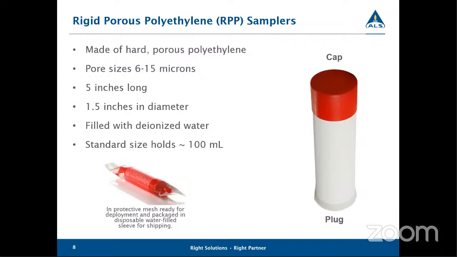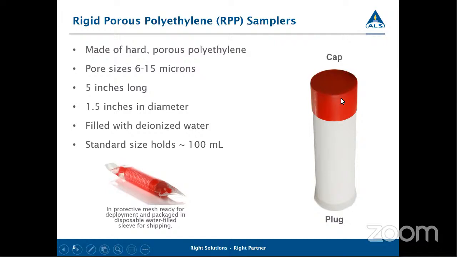Like the majority of passive samplers, it is recommended that they remain deployed for at least 14 days. So those RPPs, they'll deploy with the plug end down, and they'll be kept in that position until transferred to the sample bottles for transport to the lab. So that just helps to avoid any leakage from the pores. They're about 5 to 6 inches long, 1.5 inches in diameter, and you'll get about 100 mL sample from the RPP. So this is what the device looks like itself.